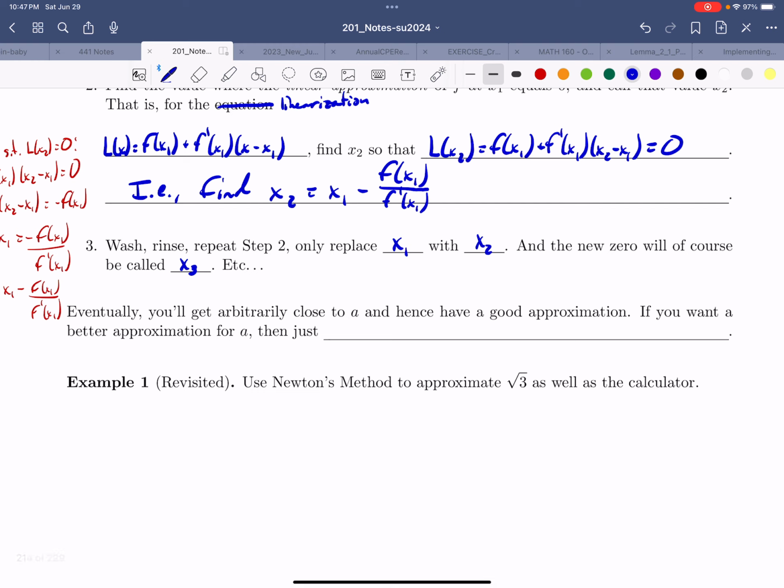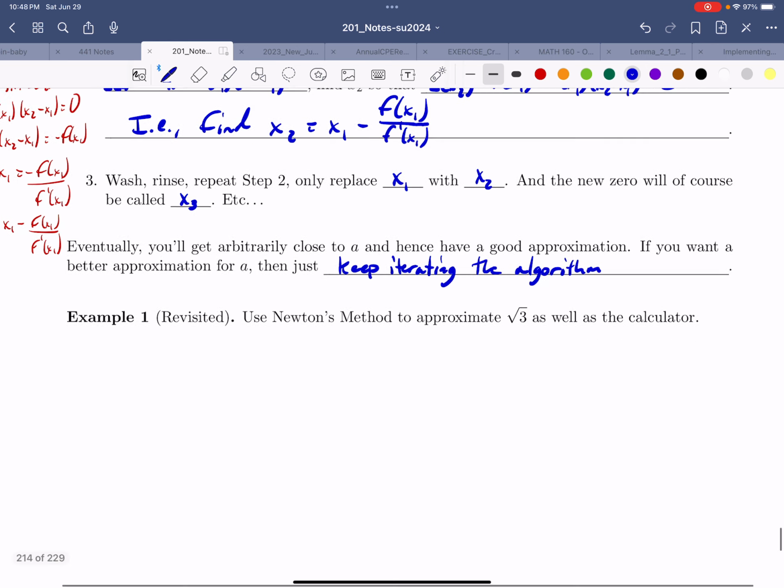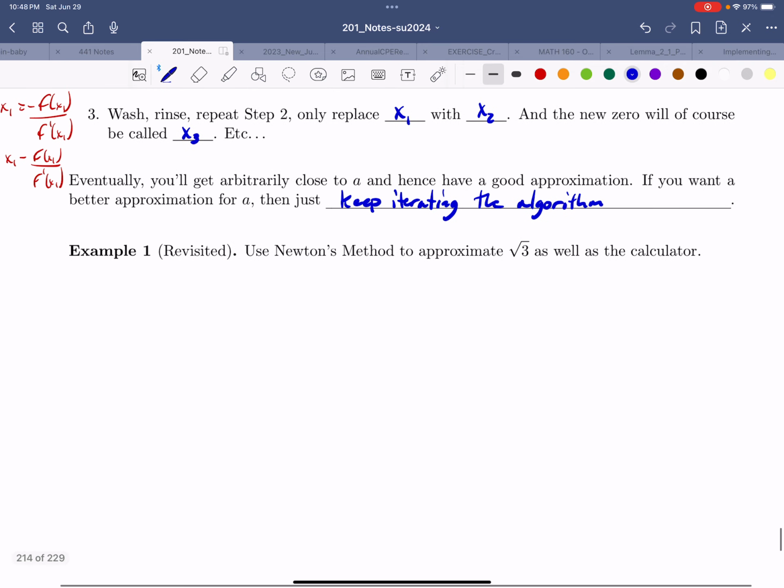If you want a better approximation for a, then just keep iterating the process, or the algorithm. This process is called an algorithm. So, for example, use Newton's method to approximate the square root of 3 as well as the calculator does. I'm not going to do that right here. I'll do the first couple of steps, but you'll see even after 2 steps, it's a pretty good approximation, right?